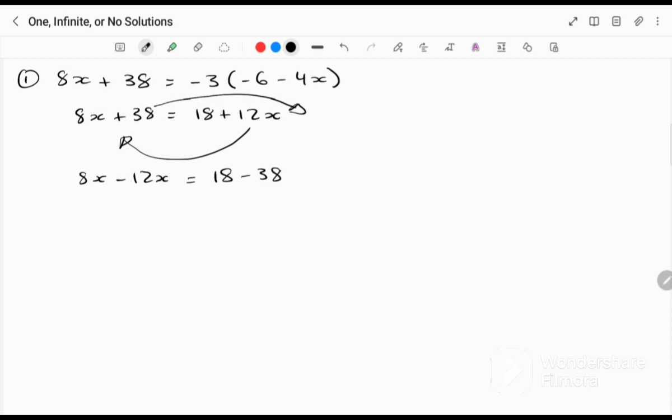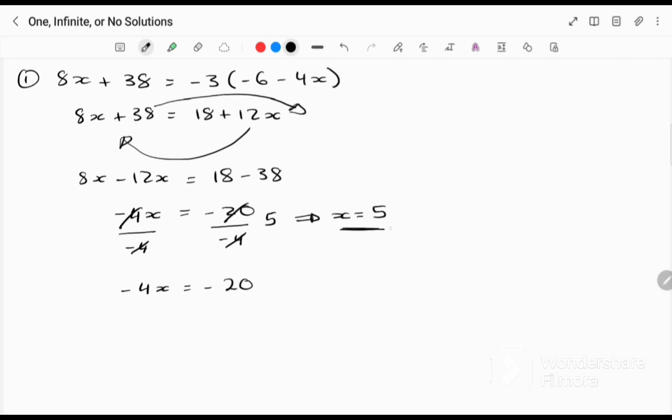If we simplify this further, 8x minus 12x is negative 4x, and 18 minus 38 is negative 20. Now, we can go ahead and solve for x by dividing both sides by negative 4. And here we are left with x is equal to 5. Our simplest form of this solution was negative 4x is equal to negative 20. And we found that x is equal to 5.